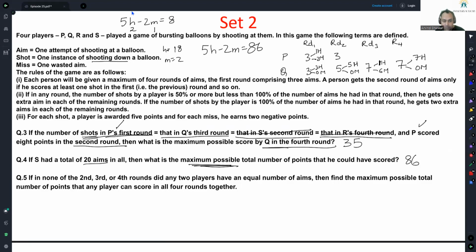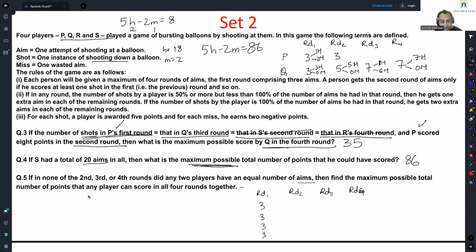If in none of the second, third, or fourth rounds did any two players have an equal number of aims, equal number of attempts, then find the maximum possible total number of points that any player can score in all the 4 rounds together. Fairly straightforward. Round 1, round 2, round 3, round 4. Everybody in round 1 would have 3 attempts. All the 4 players that are there, PQRS.